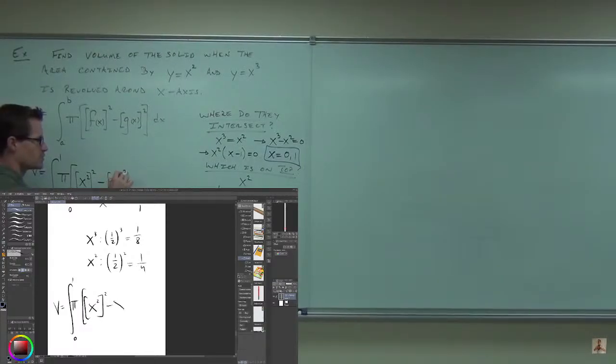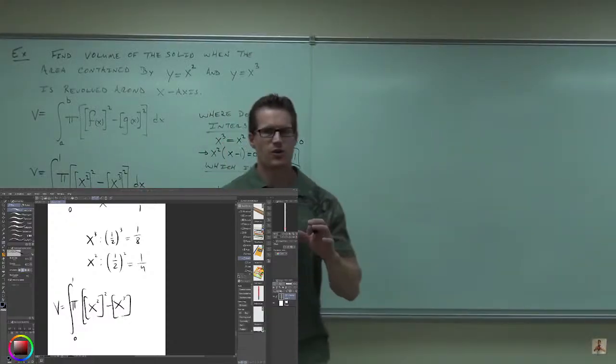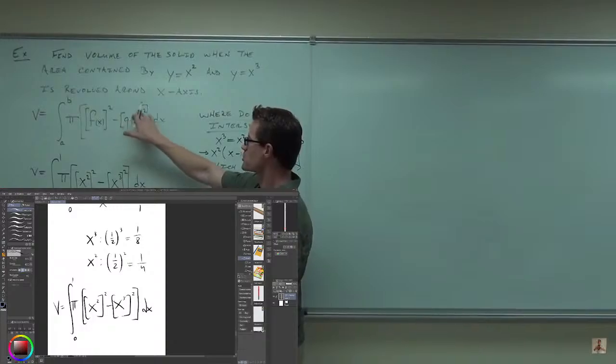Now, you don't have to use brackets, you can use parentheses as well. Just make sure you have the right idea. We take the top function, square it. We have that. Take the bottom function, square it. We have that. Top, bottom. Now we're set, we're ready to go.